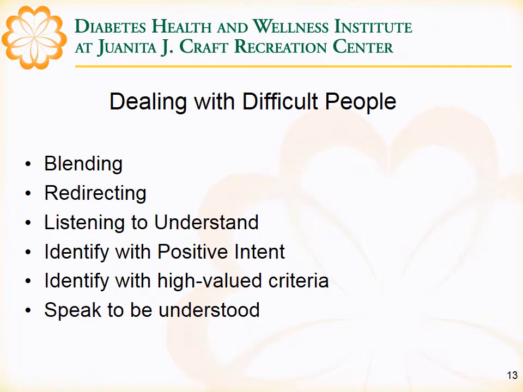Dealing with difficult people. Here are some techniques to deal with difficult people. Blending. Blending allows you to reduce differences. It's listening to understand and finding things in common, and it shows you understand. It allows you to play back, clarify, summarize, and confirm. Next is redirect. You use redirect to build rapport. It allows you to listen to identify positive and real intent, identify criteria that is valued, helps you state your positive intent, and appreciate criticism.